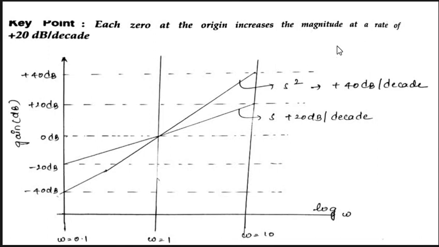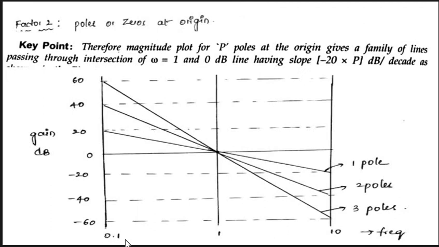If 3 zeros are there, how do you draw it? 20 into 3, that is plus 60 dB per decade. So we start at minus 60 dB, increasing 60 dB per decade, and it reaches 0 dB at omega equal to 1. For this decade 0 to plus 60, next decade plus 60 to plus 120, and the next plus 120 to plus 180, like that we can draw. So this is the magnitude plot for simple zeros at the origin. So how can we remember this poles and zeros magnitude plot?